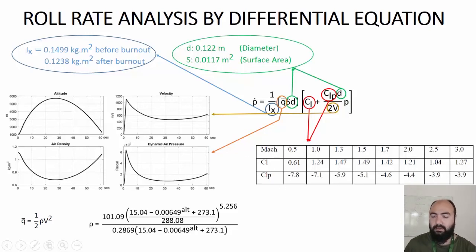So we get those numbers from the DATCOM software, and the velocity we also get from the GPS receiver.